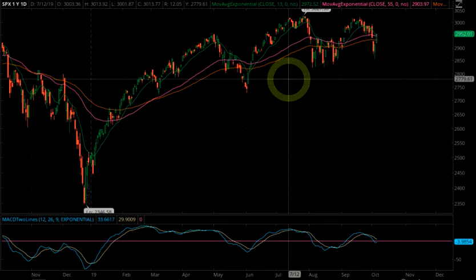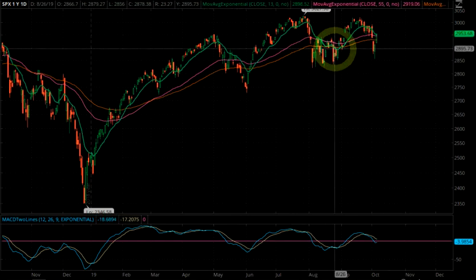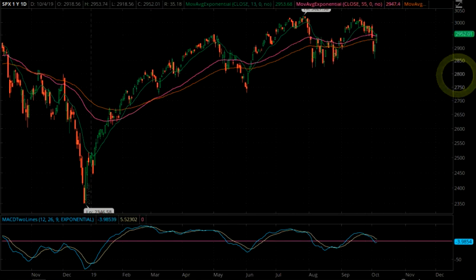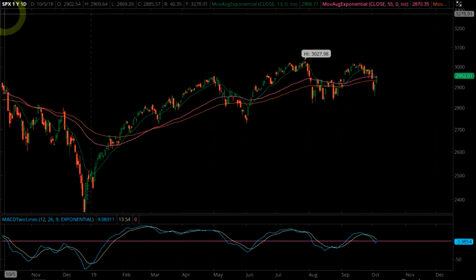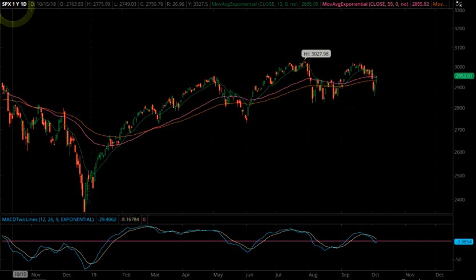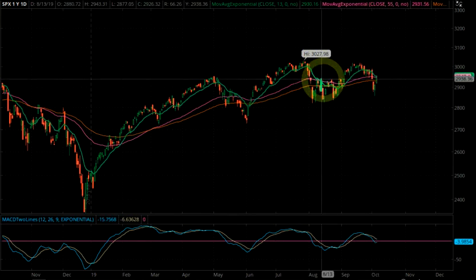So anyway, that's just a little background information on that pattern. Excuse me, had to close my door. Didn't want the dog to come in. Anyway, that's kind of what I'm looking at on the S&P 500. This is the SPX, which is the index. If this were the futures, you wouldn't see these gaps at all.